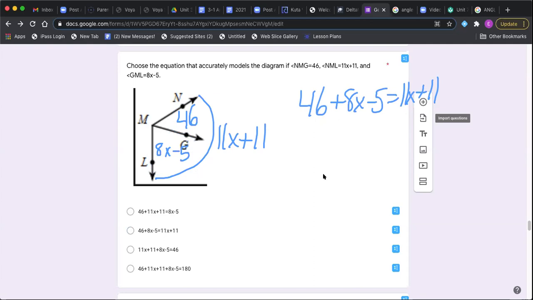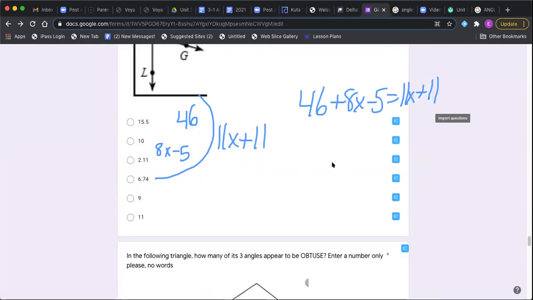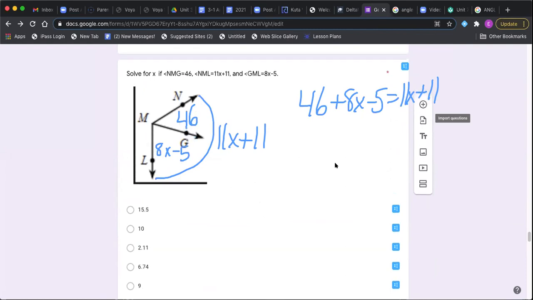Okay. I hope that one wasn't too bad. So now I'm going to just scroll down to the next one and solve it. Oh, there we go. I'm like, did I not ask you to solve this one? I did. Here we go. All right, 46 and a negative 5, that's 41.